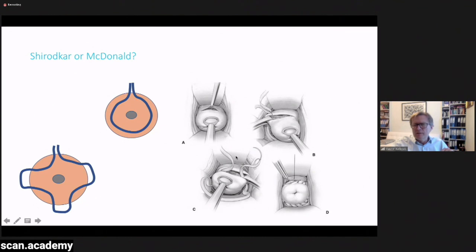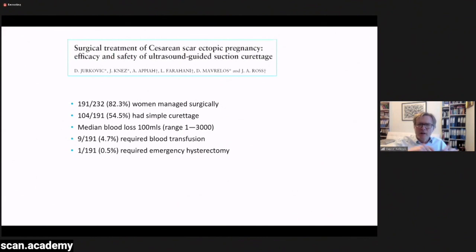And if there is no bleeding at the end, we simply remove the suture. If there is a bleeding, then we will tie the suture and remove it 2 days later under local anesthetic. And these are data we published a few years ago on 232 scar pregnancies.